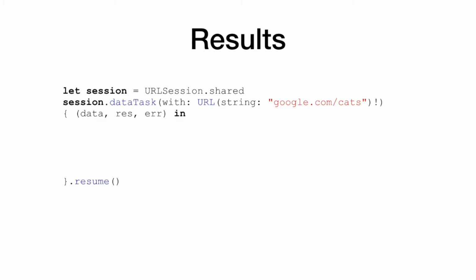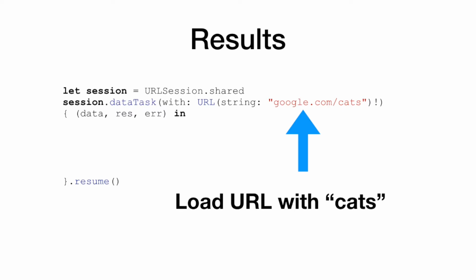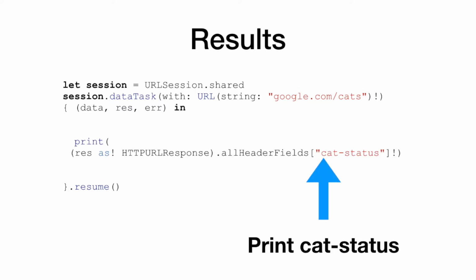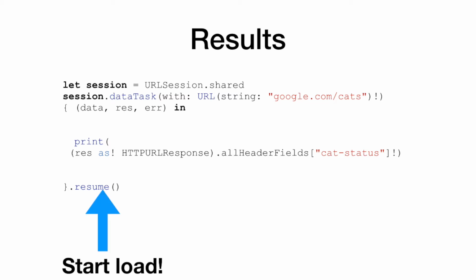So the results, what does this actually look like? Well, if we just make a regular session, we create a data task, we have a URL with cats in it, and then we are going to print the cat status when it comes back in, and then we're going to start the load.